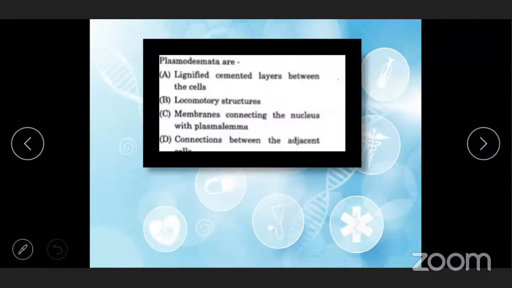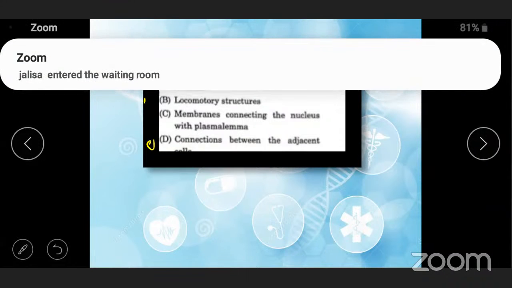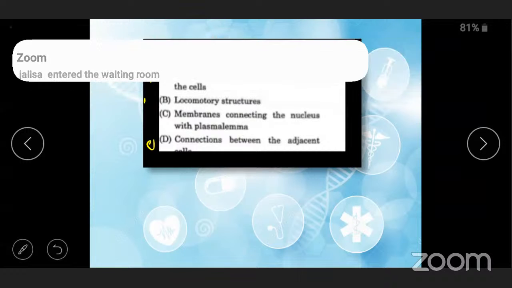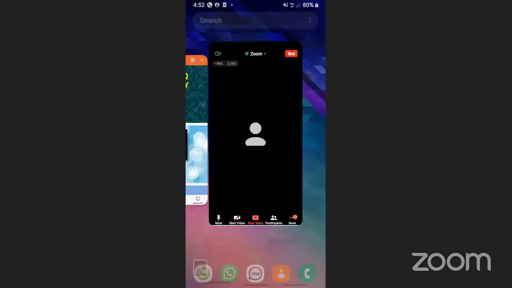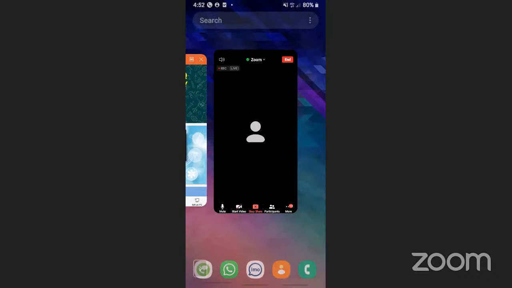Ma'am, is the option D? Maybe A. Okay, votes are coming for D and the others. What is the other answer coming for A? Okay, A. Ma'am, B. Okay, a bit of locomotory structure. Okay, let's think about it. The 20 seconds are going to be up, people.